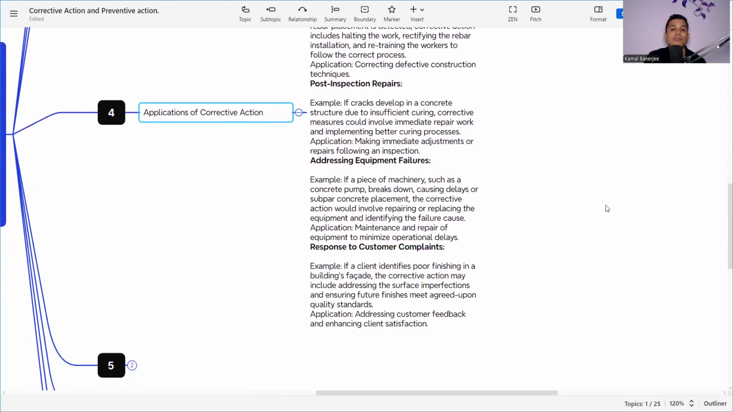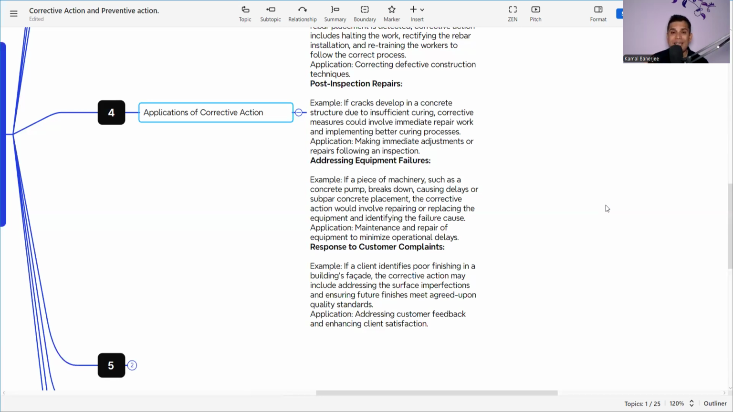Then post-inspection repair. It is very important that we know there are three types of inspection. That is pre-process, in-process, and post-process. If you want to know all of these in detail, I have made a detailed video. You can check, the link is there in the description box. You will find out the different phases of inspection, and how this post-inspection repair as a corrective action helps.